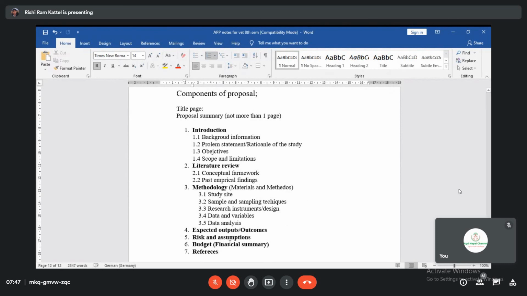Write it positively. OK, budget: you have to write a budget, a financial summary, and then at last the references.